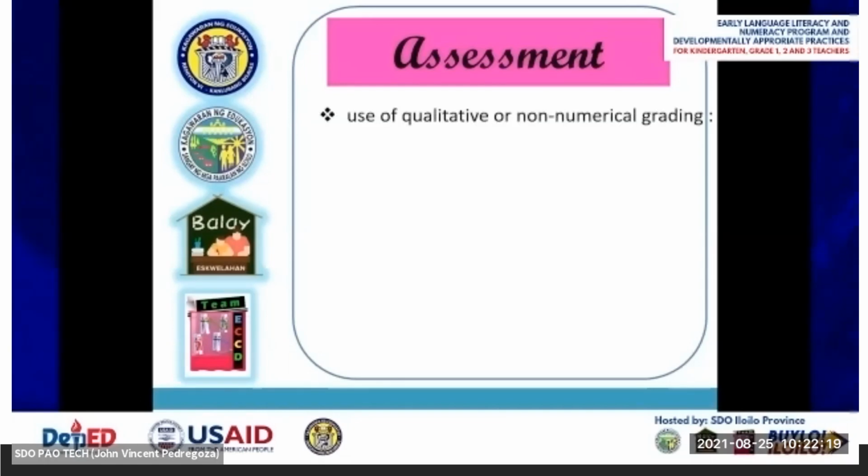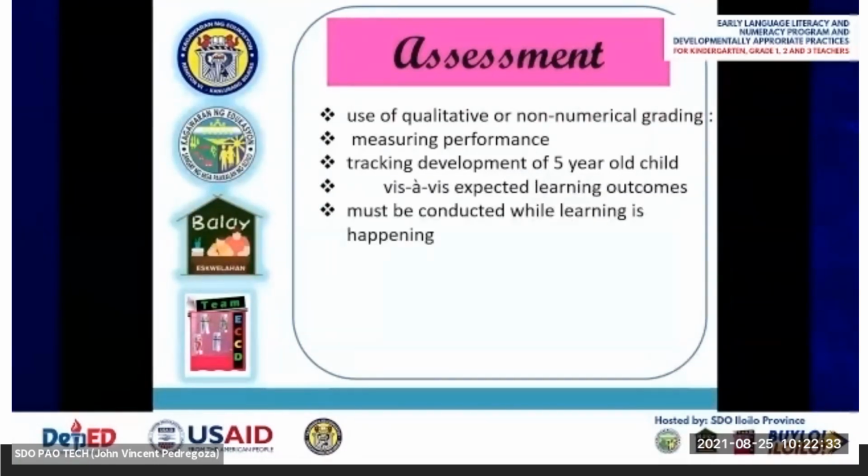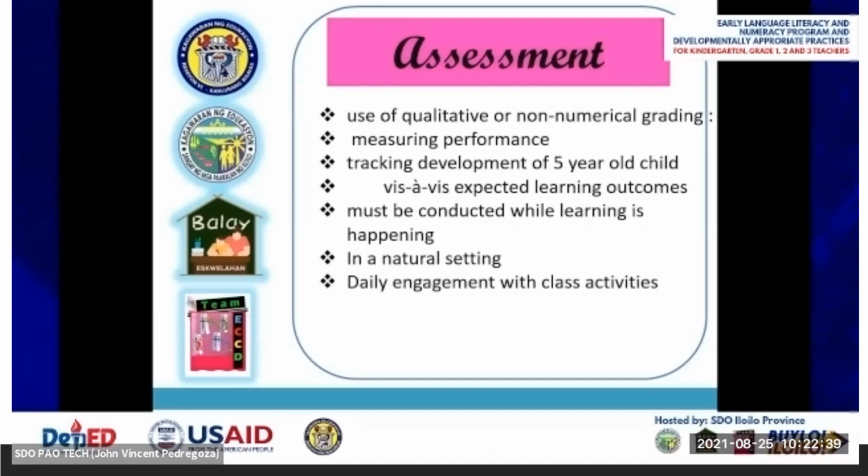In kindergarten, qualitative or non-numerical grading is used in measuring performance and tracking the development of the 5-year-old child vis-a-vis expected learning outcomes. It must be conducted while learning is happening, in a natural setting, through daily engagement with class activities during play, and this should be ongoing and well planned.